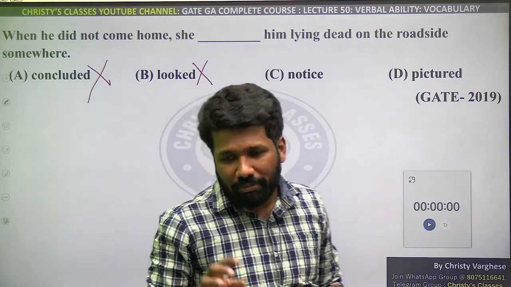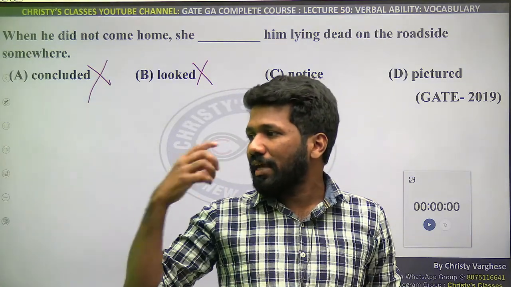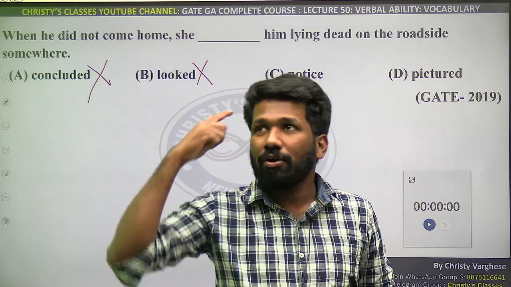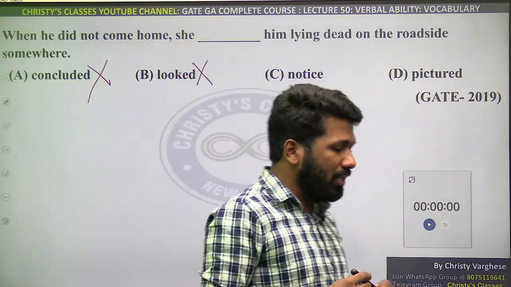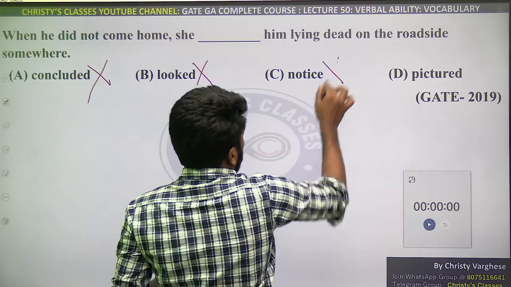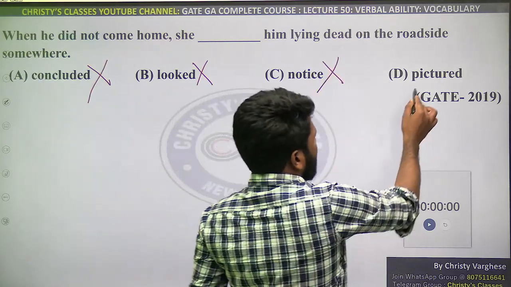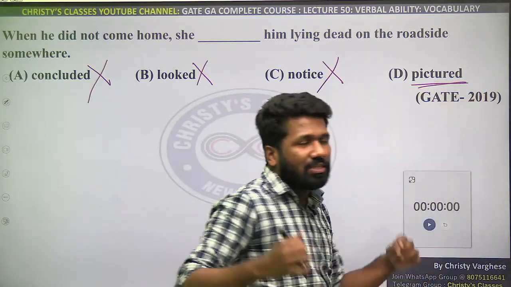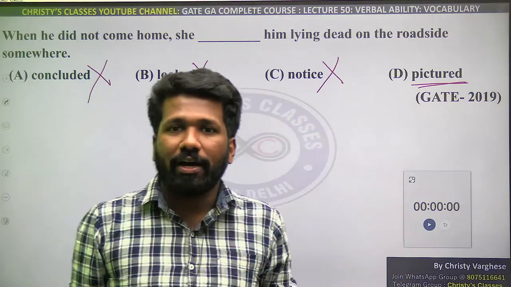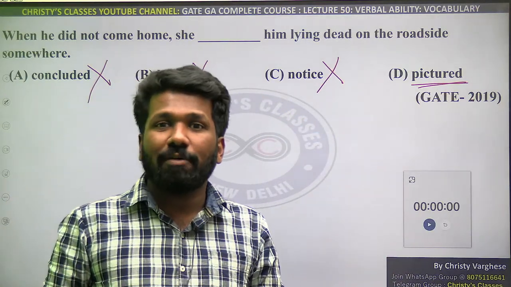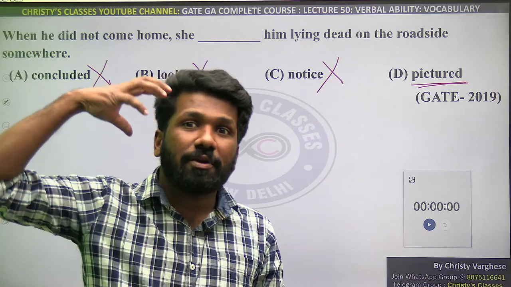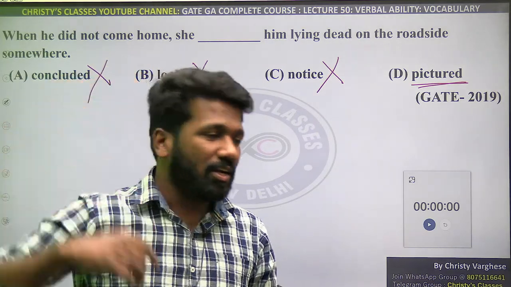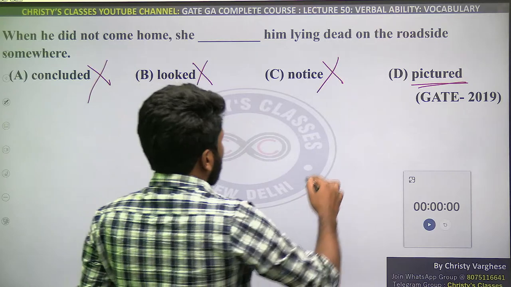Noticed. Notice also is something like we are noticing something that is happening in front of us. It is not something that we can imagine. Are you getting the point? That is why, context-wise, notice is also wrong. Pictured, yes, pictured means imagined. A picture you are making in your head. When we read a general aptitude question, I'll say picture the situation in your mind. So that pictured is making more sense.